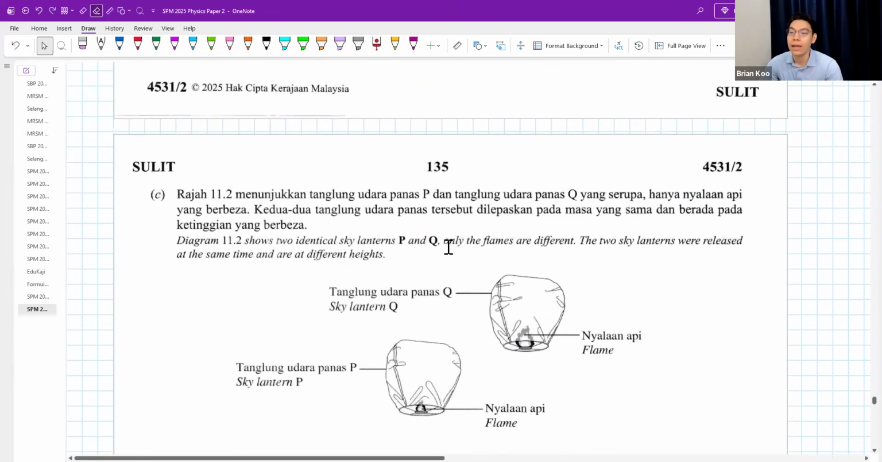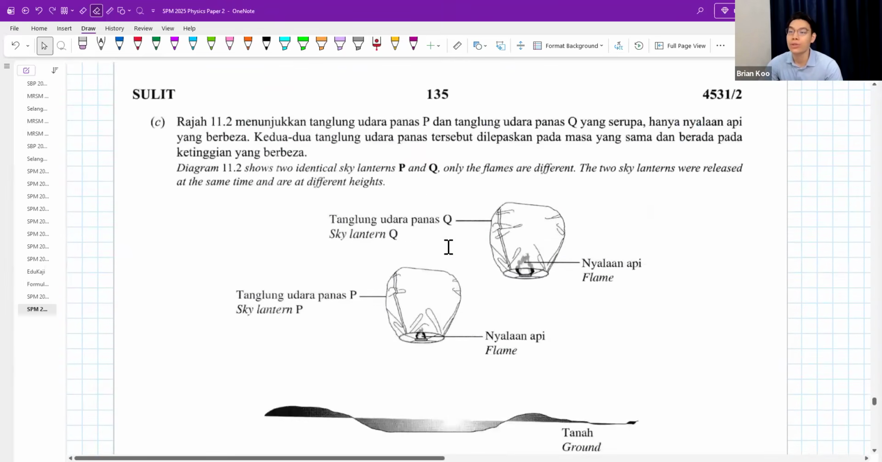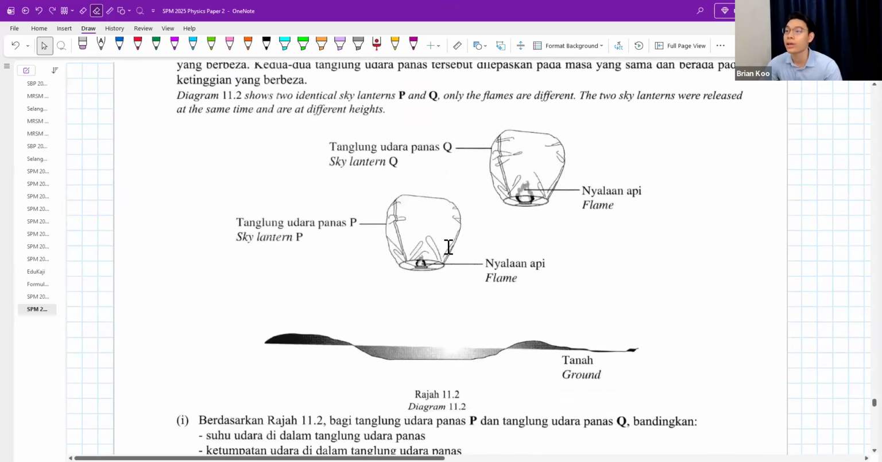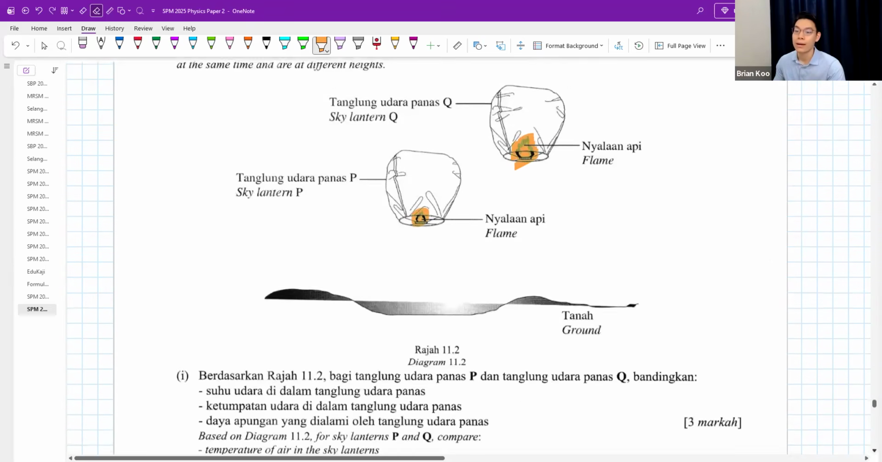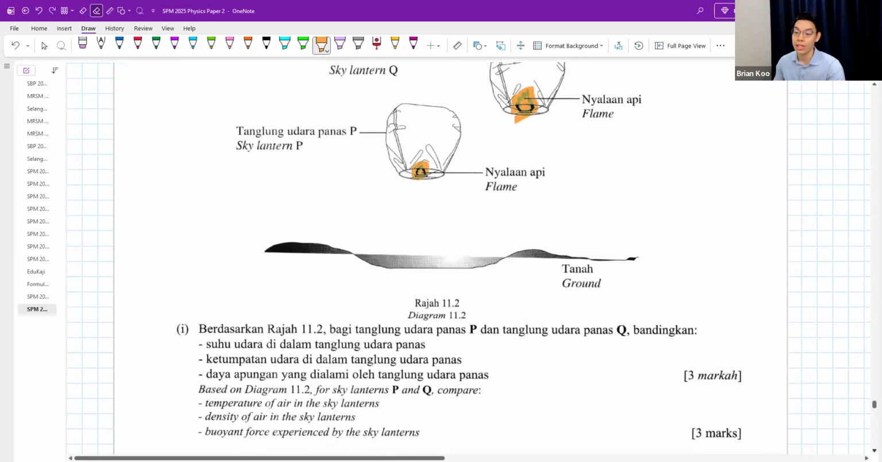Can. And then in part C, they say diagram 11.2 shows two identical sky lanterns, P and Q. Only the flames are different. Okay, the flames are different. The two sky lanterns were released at the same time are at different heights. So the flame, one small, one big. Okay, so I believe one is hotter inside, one is not so hot inside, which is why one is higher and one is lower. They ask you to compare the temperature of air in the sky lantern, density of air in the sky lantern, and the buoyant force experienced by the sky lanterns.